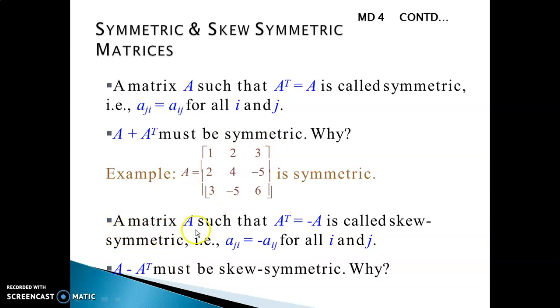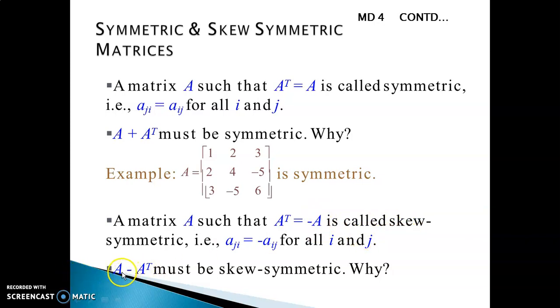And if the transpose of a matrix is equal to the negative of that matrix, then we call it skew symmetric. It means that if we interchange the row into column, then it should be the negative of the interchange of column into rows. So a matrix is called a skew symmetric matrix when we transpose the matrix and get the negative of the original matrix as the result.